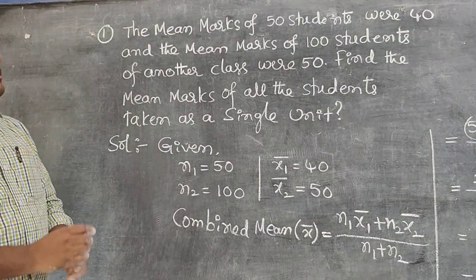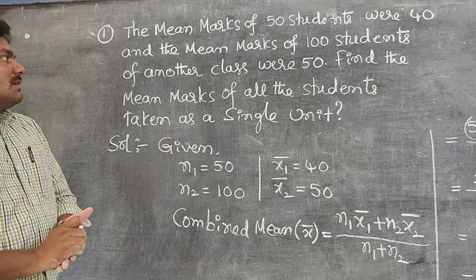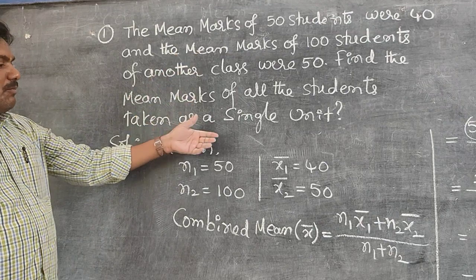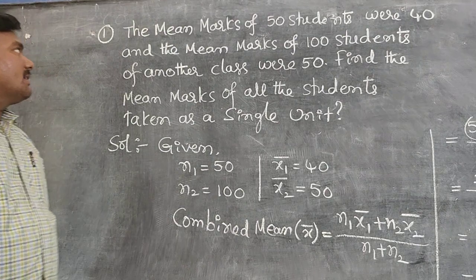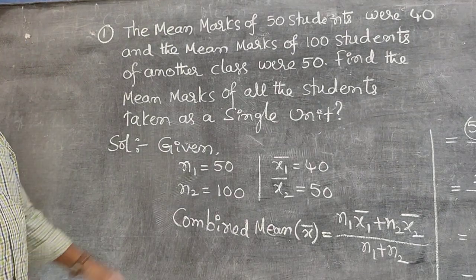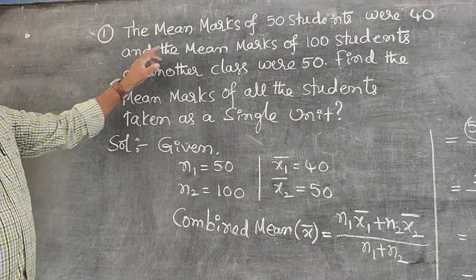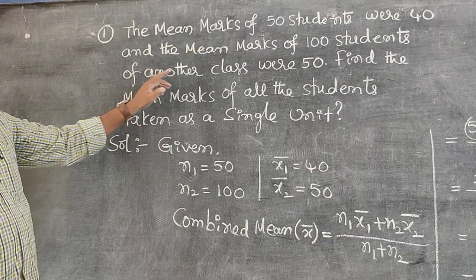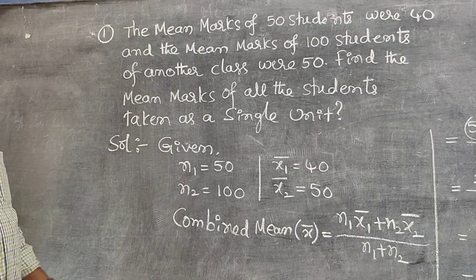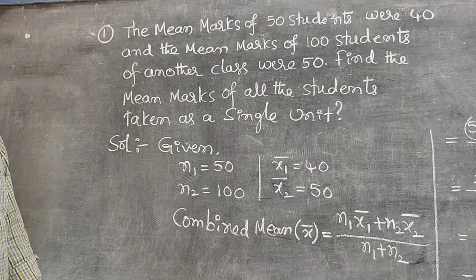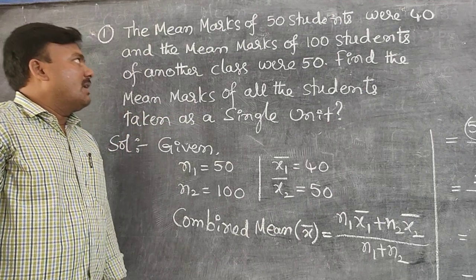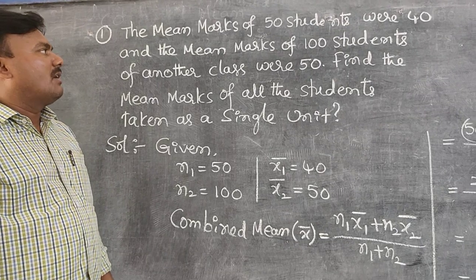Observe, students, how to apply the combined mean formula. Analyze the question carefully. The mean marks of 50 students were 40, and the mean marks of 100 students of another class were 50. Find the mean marks of all the students taken as a single unit.